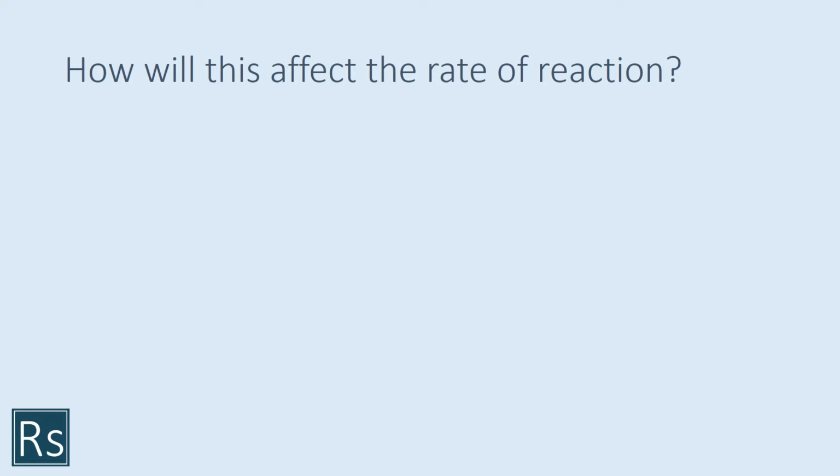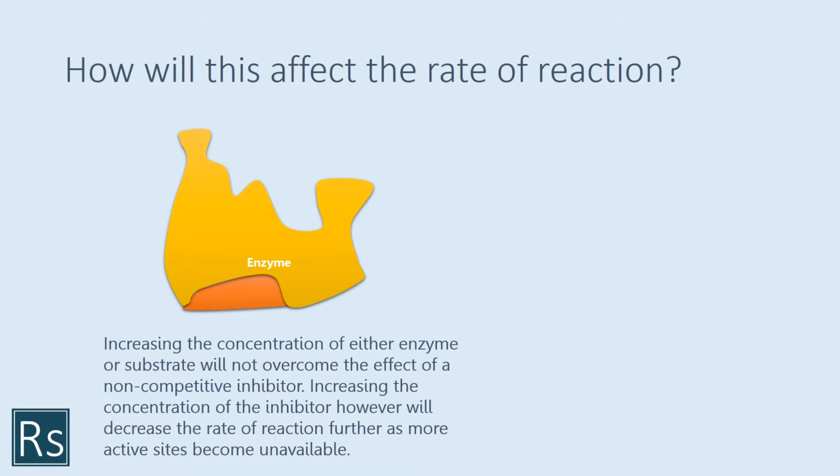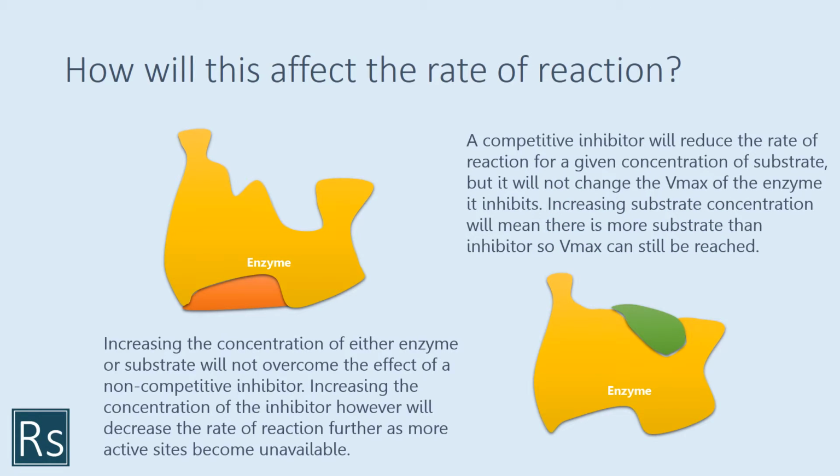Both of these enzyme inhibitors will affect the rate of reaction. With a non-competitive inhibitor, increasing the concentration of either enzyme or substrate will not overcome its effect. Increasing the concentration of the inhibitor, however, will decrease the rate of reaction further, as more active sites become unavailable. A competitive inhibitor will reduce the rate of reaction for a given concentration of substrate, but it will not change the Vmax of the enzyme it inhibits. Increasing the substrate concentration will mean there is more substrate than inhibitor, so the Vmax is still reached.